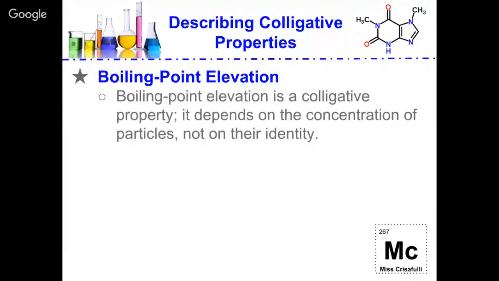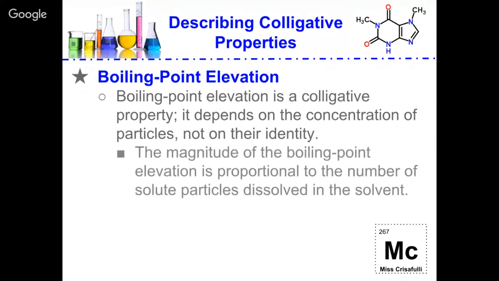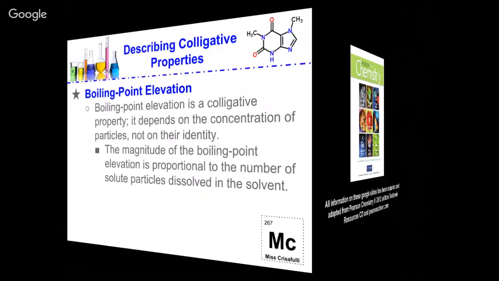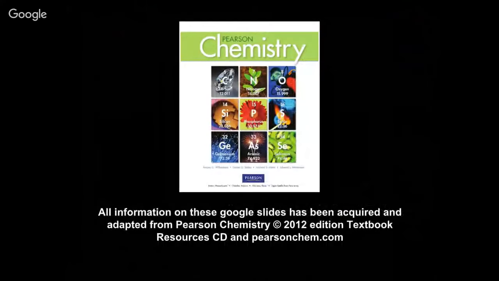So boiling point elevation is a colligative property, so it depends on the number of particles and not who they are. The magnitude of the boiling point elevation is proportional to the number of solute particles dissolved in the solvent. And that is the end of your Chapter 16, Section 3 notes.